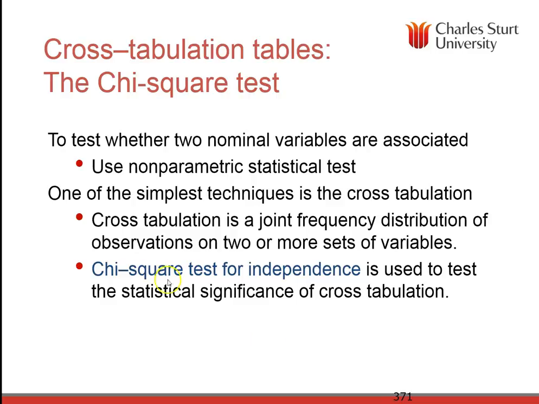The simplest one is often what's done. It's cross-tabulation, or joint frequencies. So you might run a cross-tabulation of income and, say, occupations, or postcodes and occupations. Do doctors all live in one area or not? And related to that is what's called a chi-squared test, which is used to test the significance of the cross-tabulation.